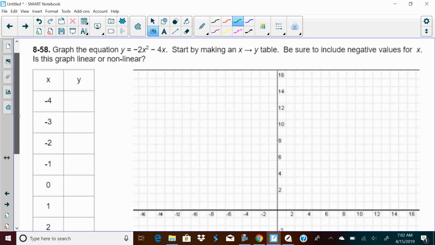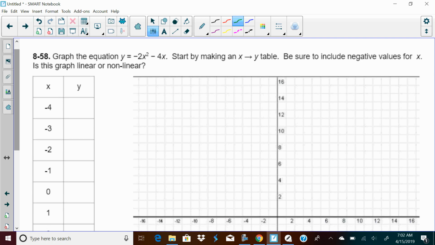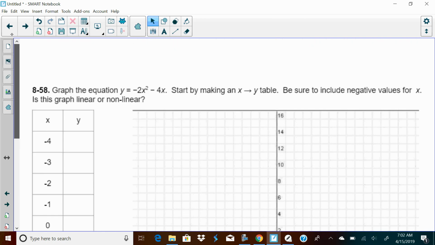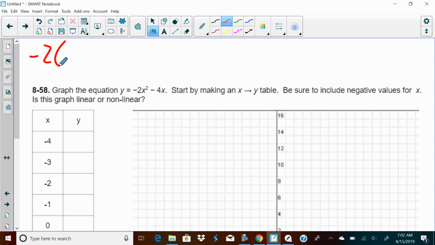58, it says graph the equation. Start by making an XY table. Be sure to include negative values. So I actually gave you the values I wanted you to use. If you were to plug this into the calculator, this is what you would end up doing, and that would be my suggestion. You're going to do -2, parenthesis, whatever the number is, -4, to the 2nd power, -4, parenthesis, -4. You put it in your calculator exactly like that, and it's going to give you the answer.